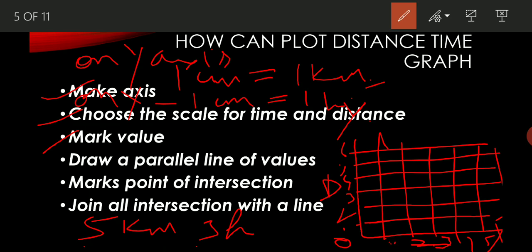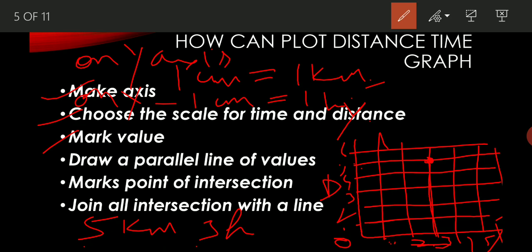Now you have marked the scale. Now what you have to do is mark the values. Distance is given here as 5 kilometers. Where is 5? We have to find the 5, and then time is given as 3. 1, 2, 3, so if we go through this, here will be the value. Okay, now we have marked the value, because it is 5 kilometers and the time is 3 hours. So we have marked the value.